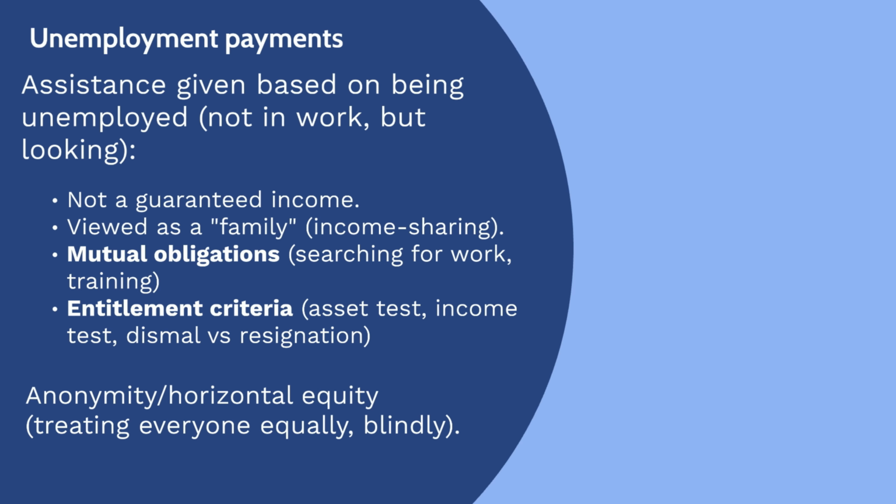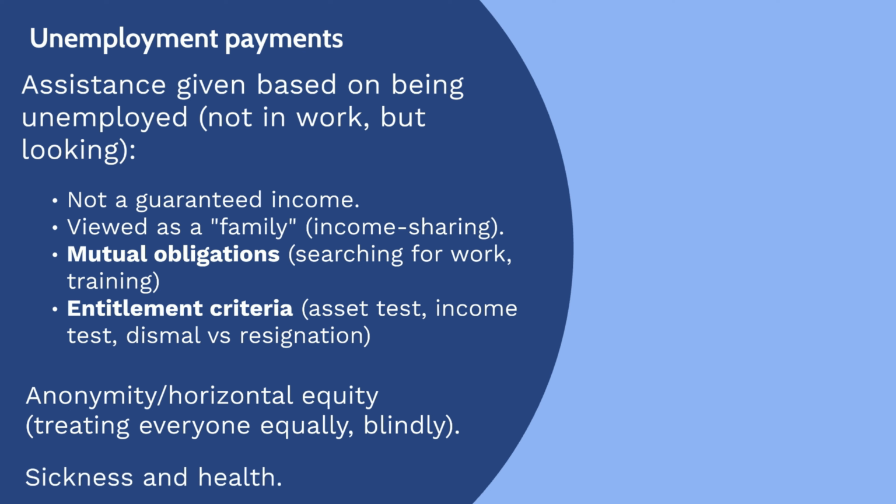Now, this design of unemployment payments involves the idea of anonymity or horizontal equity, where everyone's being treated equally, given this view that people share resources within a family. So it's slightly different to things like if you've done a course on tax, where this would imply individual treatment. This implies family level treatment, but you're not differentiating the families on the basis of characteristics of that family.